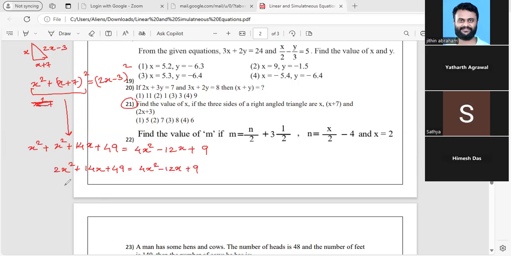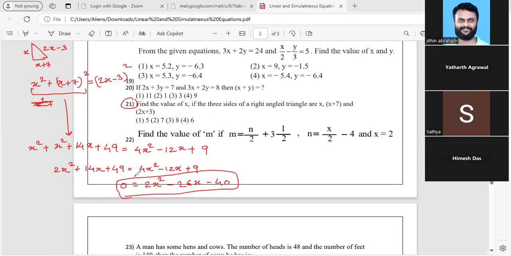plus 9. Now, what we can do, we can try to eliminate the x square from both sides. Actually, we cannot do that here. Sorry, my bad. We'll have to solve it. It's a quadratic equation, basically. Let's take everything on one side. So when I take it to the other side, I get 4 minus 2, 2x square. Minus 12 minus 14 gives you minus 26x. 9 minus 49 gives you minus 40 is equal to 0. So this is the quadratic equation.